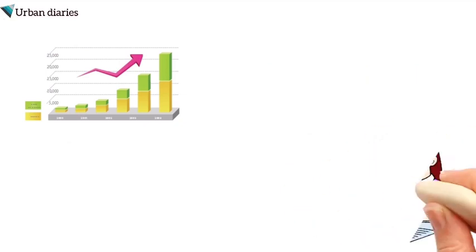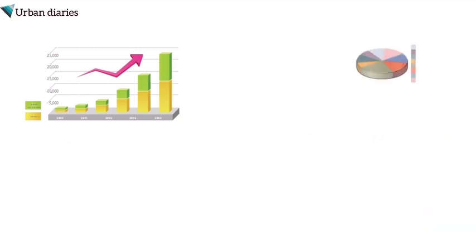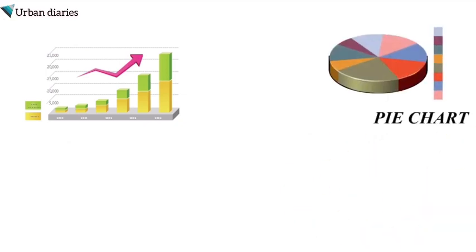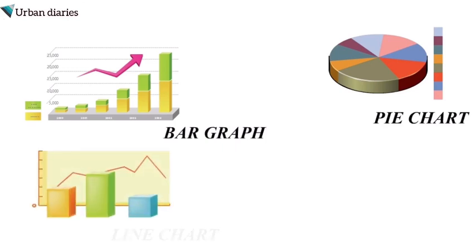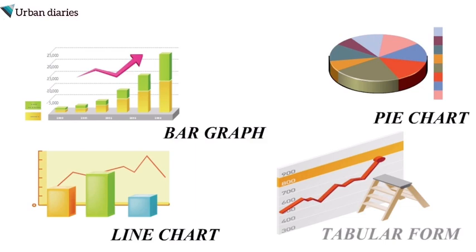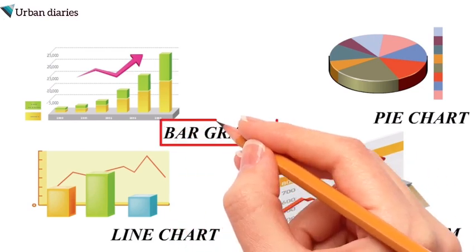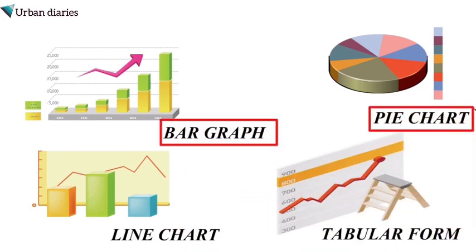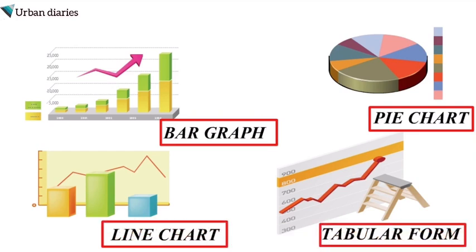So this data can be given to you in any form. It can be in the form of a pie chart, a bar graph, or a line chart. It can be a picture as well. It can be in tabular form. Like in this picture, all these graphs and charts are telling you some information. Now you need to decode this data in words and write it in the form of a paragraph.